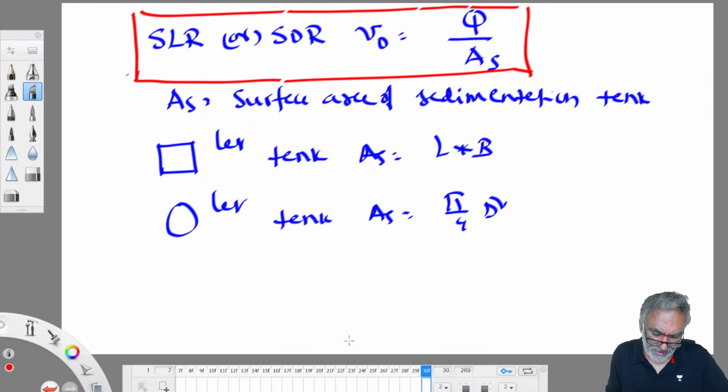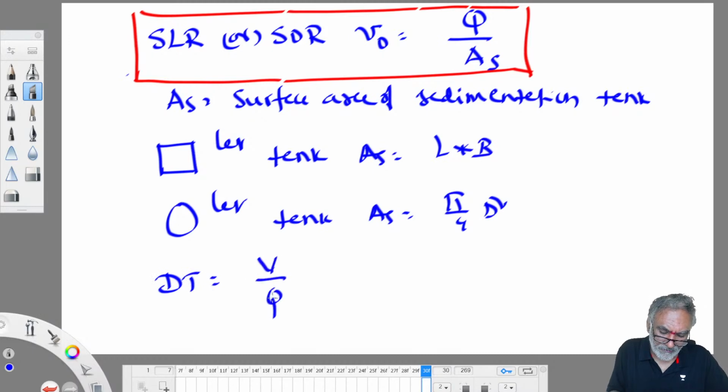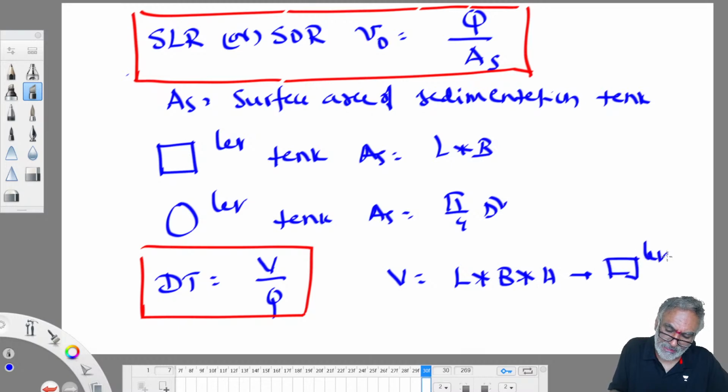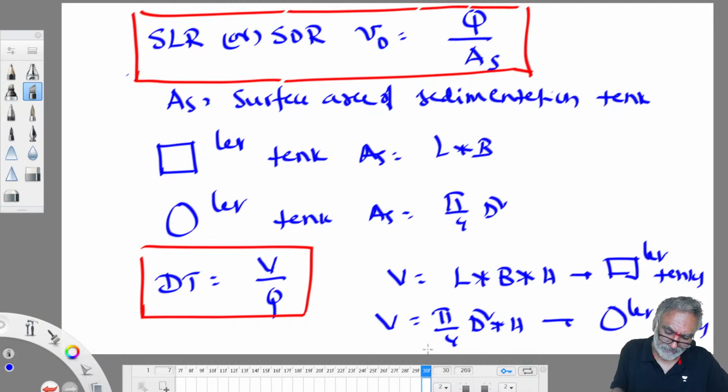Okay? And the second design parameter is detention time. Detention time is equal to volume of the sedimentation tank by flow rate. That will give detention time. Where volume is equal to L into B into H for rectangular tanks, and volume is equal to pi by 4 D square into H for circular tanks. Okay? So you can fix up the dimensions with the help of them.